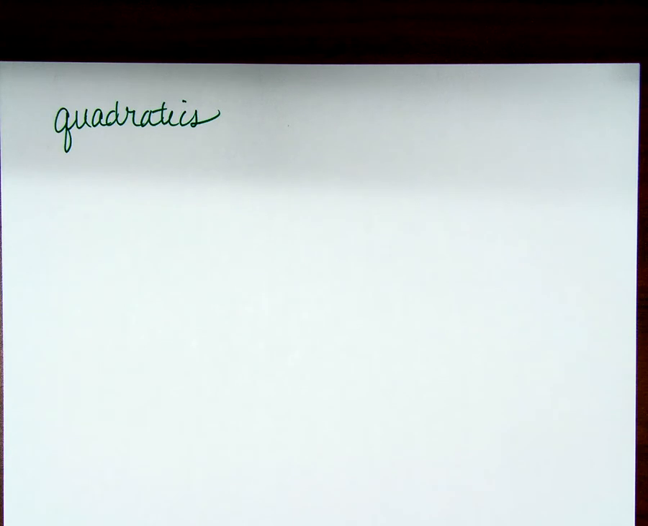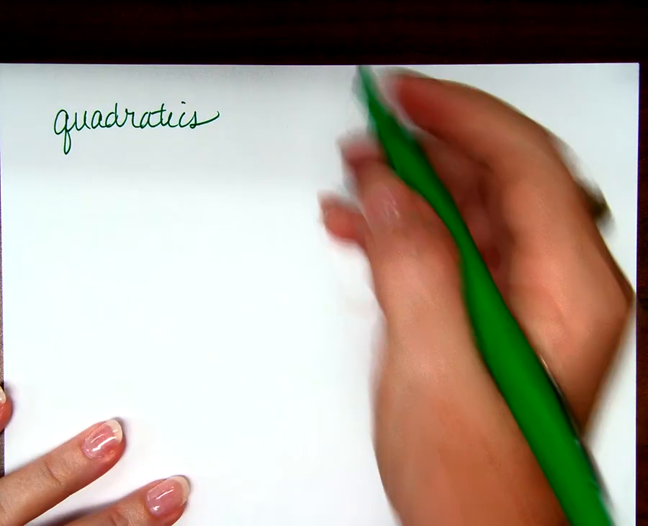Today we start our unit on quadratics. Okay? Remind me, please, what shape does a quadratic function make? A U, also called in the mathematical language a parabola. Okay?